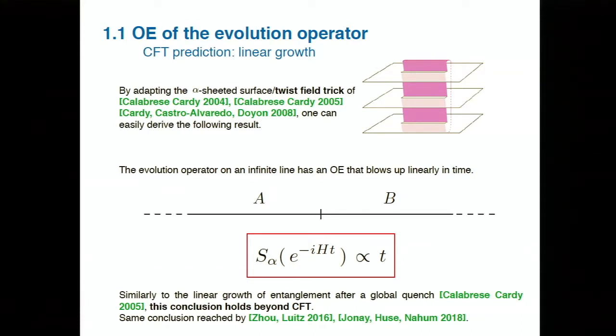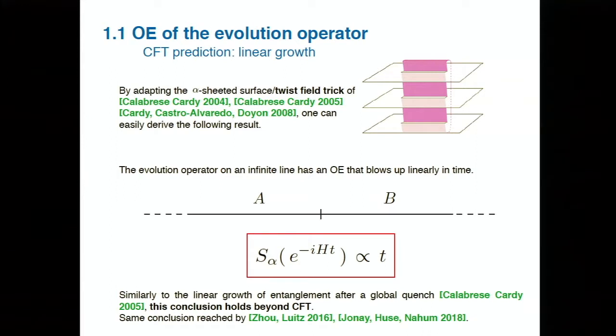So the first very basic result I want to present is just that if you take an infinite line and you are interested in the operator entanglement of the evolution operator, this blows up linearly in time. So this is very simple, very basic.